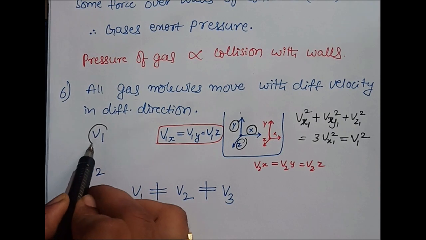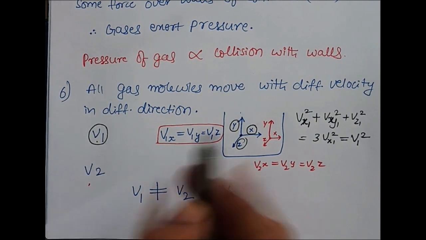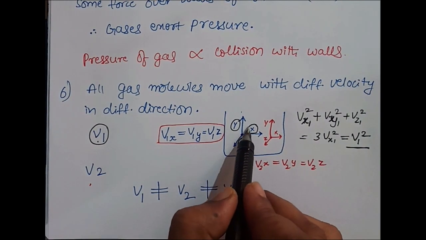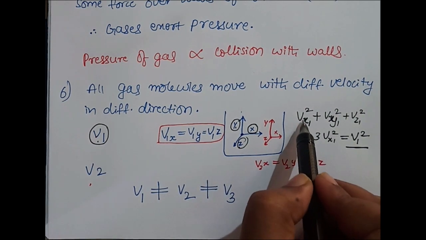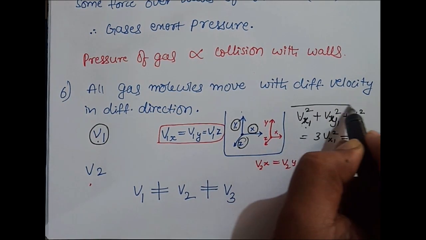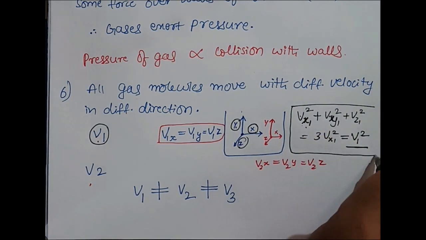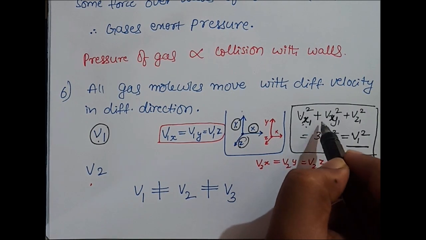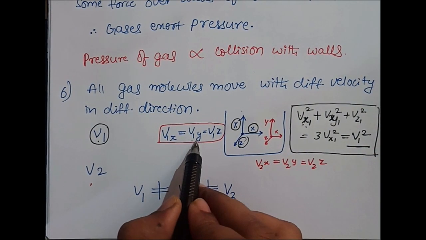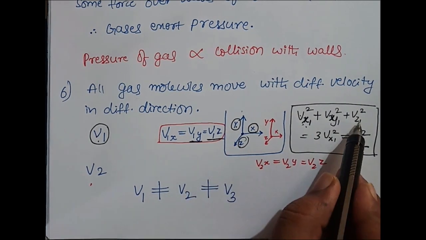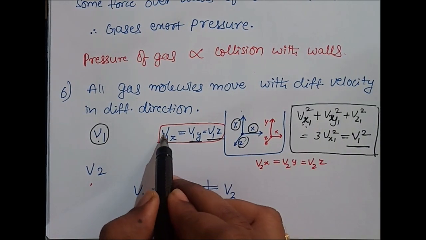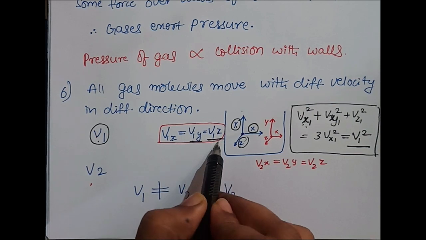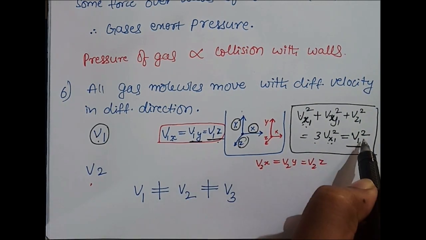I am talking about the first molecule. The first molecule's velocity is v1, but we have to add all directions: x direction velocity, y direction velocity and z direction velocity. So vx1 square, why am I taking the square? Because it is useful in the coming derivation. So vx1 square plus vy1 square plus vz1 square for the same molecule; we are doing the summation, which is all equal, because vx1 is equal to vy1 is equal to vz1, so I can write 3 vx1 square, which is equal to the total velocity v1 square.